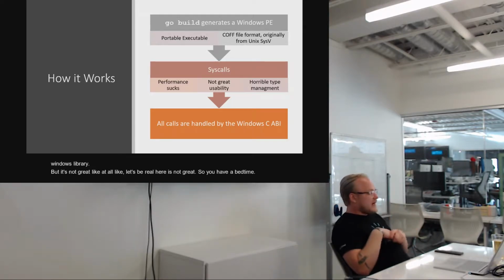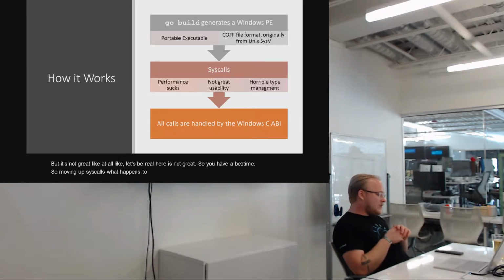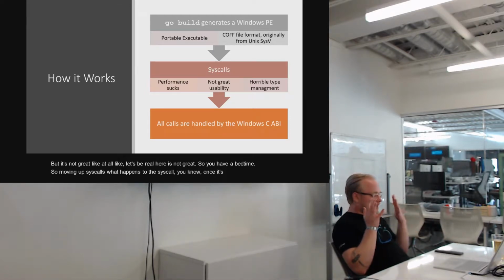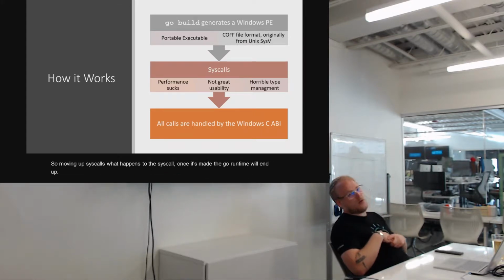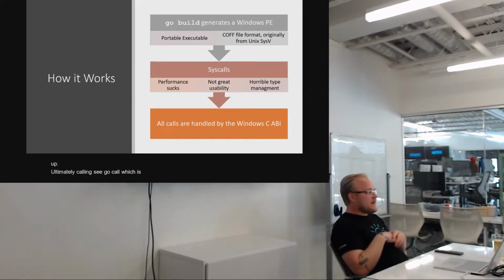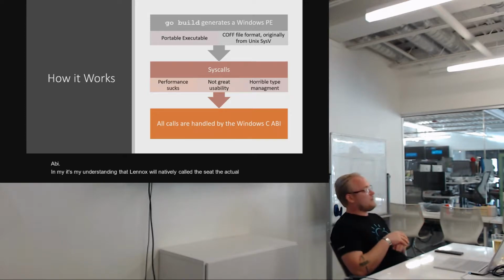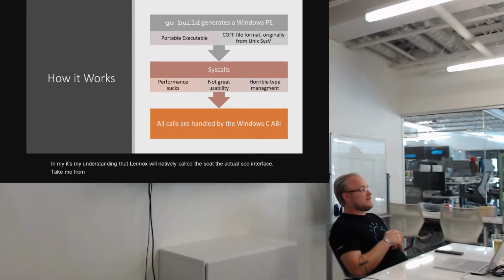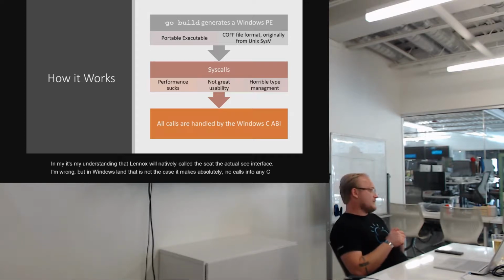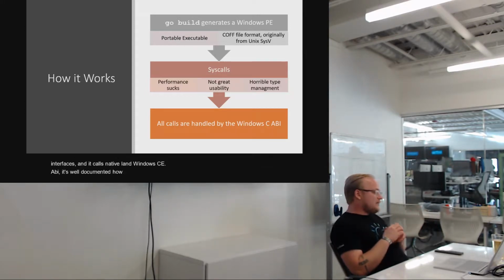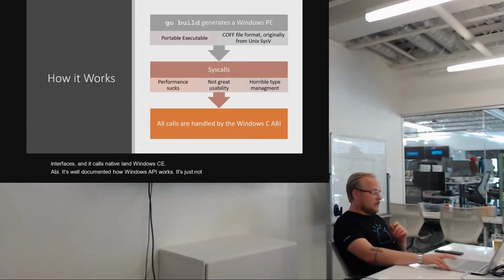So moving on past syscalls, what happens to the syscall once it's made? The Go runtime will ultimately call cgocall, which the compiler will convert into assembly, and then it calls the Windows C ABI. It's my understanding that Linux will natively call the actual C interface. Correct me if I'm wrong. But in Windows land, that is not the case. It makes absolutely no calls into any C interfaces, and it calls natively into the Windows C ABI. It's well documented how the Windows ABI works. It's just not that great. And we will explain why in a bit.